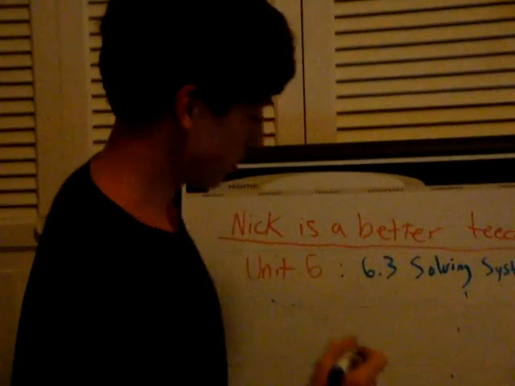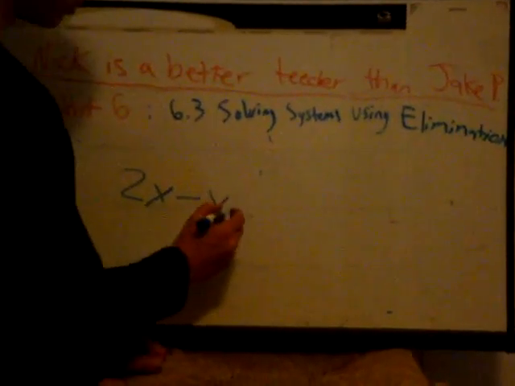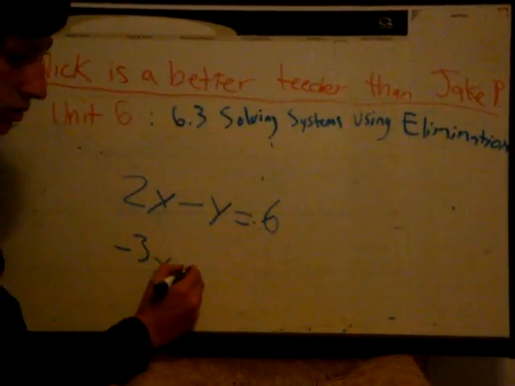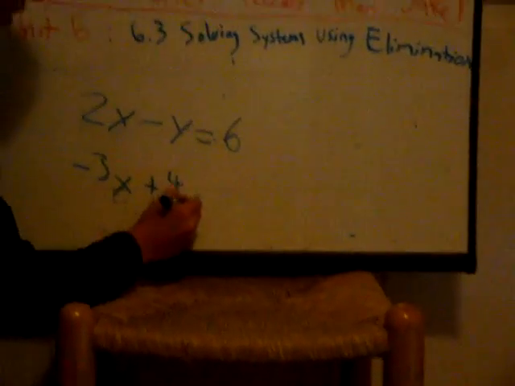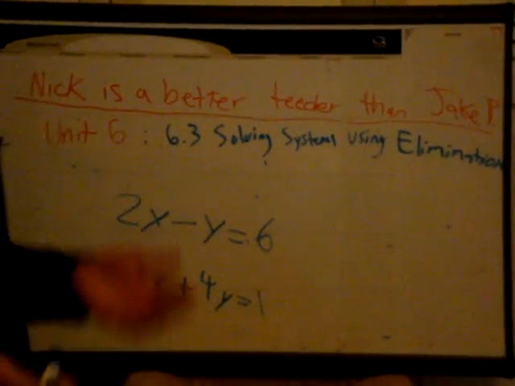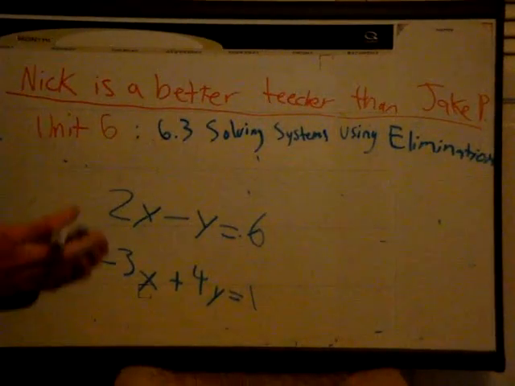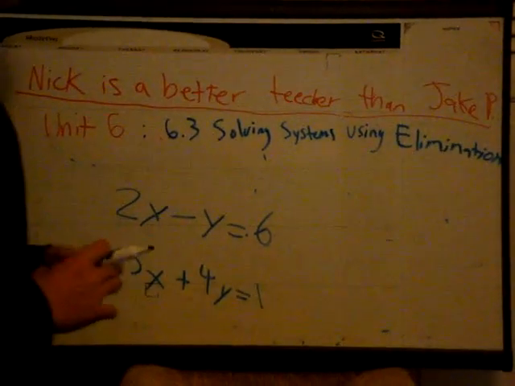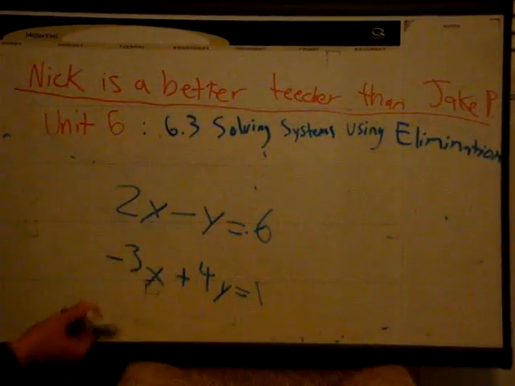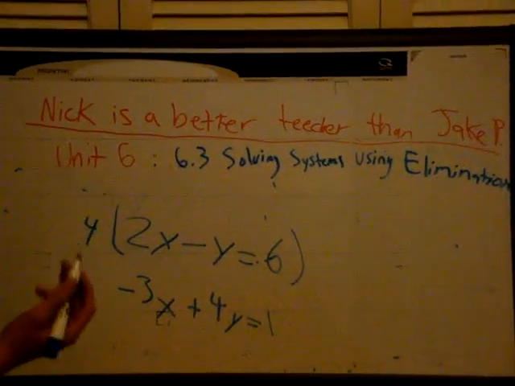Okay. Next one we're going to do is, let's say, 2x minus y equals 6, and negative 3x plus 4y equals 1. So we're going to do the same thing, but look what we have here. None of them are matching coefficients. So here's what we're going to do. We're going to make them matching coefficients. So let's pick y. This one's 4y and this one's just 1y. So what we're going to do is multiply this entire equation by 4, which will put everything into proportion.